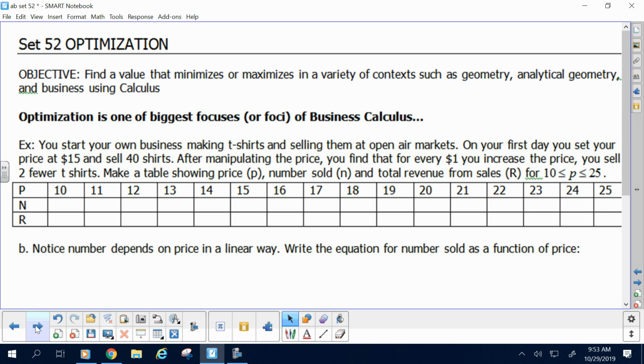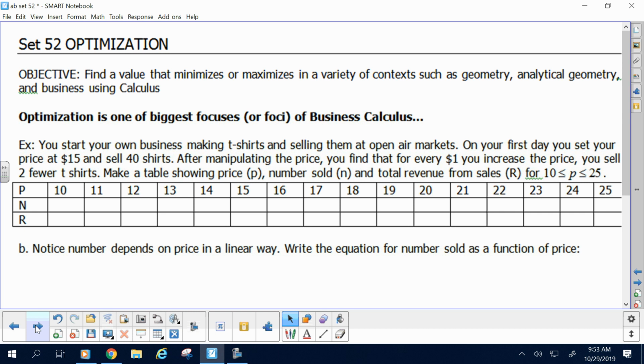Let's look at this. Okay, so you start your own business making t-shirts and selling them at open air markets. Your first day, you set the price at $15 and you sell 40 shirts that day. After manipulating the price every couple weekends, you find that for every dollar you increase the price, you sell 2 fewer t-shirts. Make a table showing price, number sold, and total revenue from sales for 10 to 25.